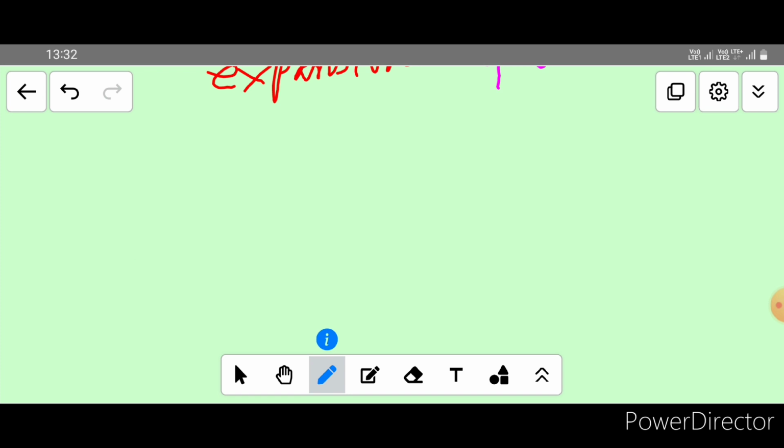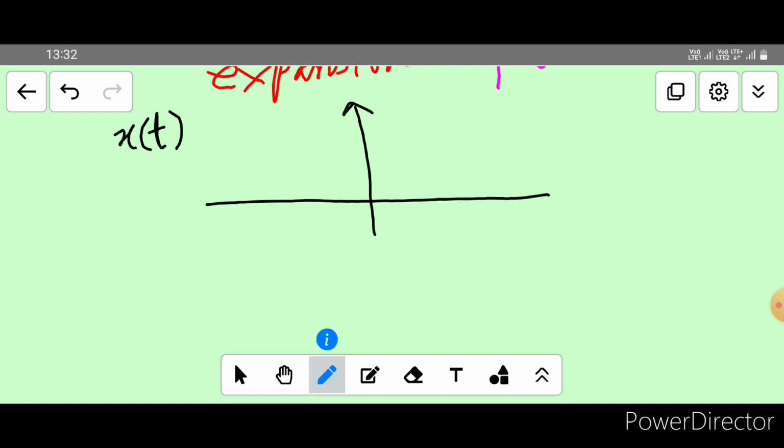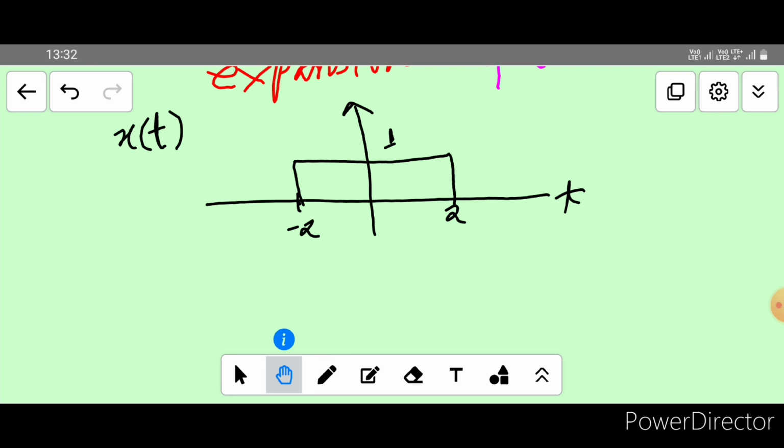So let us take the same function x(t). As we know, between minus 2 and 2, x(t) was defined like this. The value of x(t) is 1 between minus 2 and 2. This is the time domain.